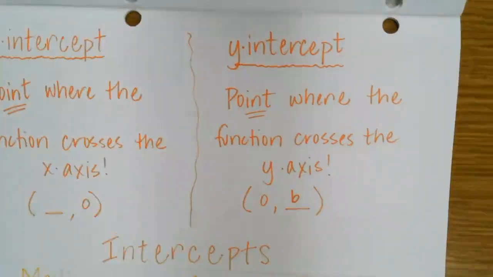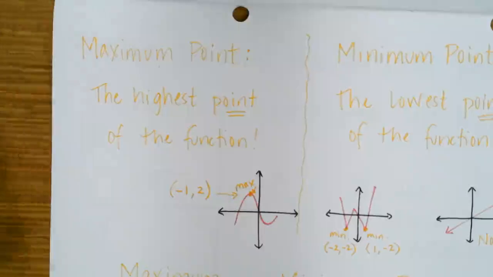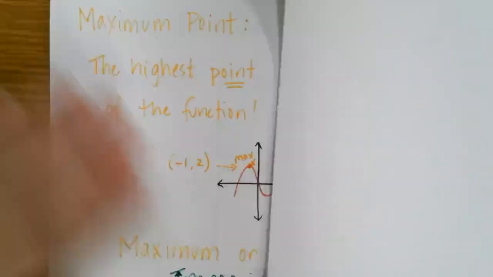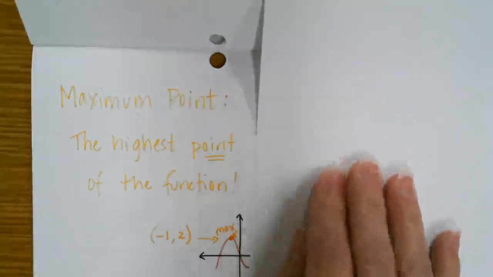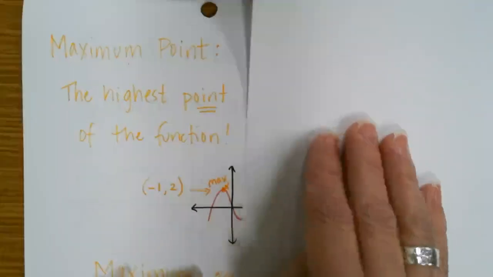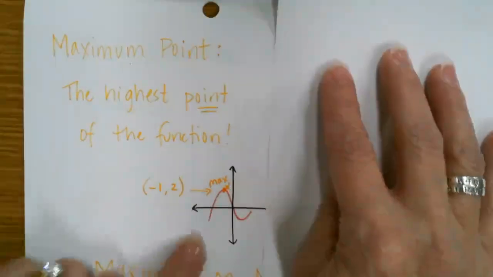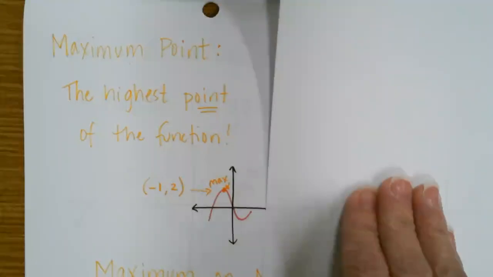All right, next up, we're going to talk about maximum or minimum points. We'll start with maximum points. I think this makes sense. A maximum point is going to be the highest point of a function. If the function goes on forever, then there isn't a highest point. So the maximum point is going to be where the function is at its highest y value.